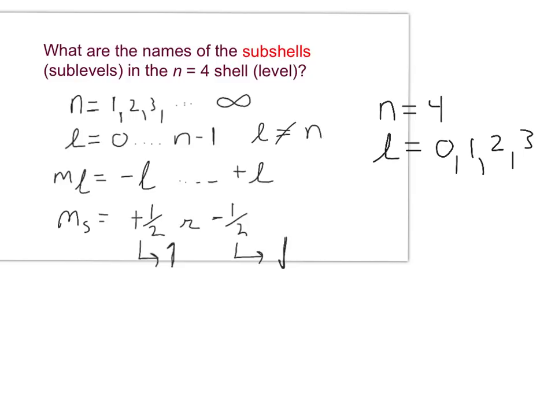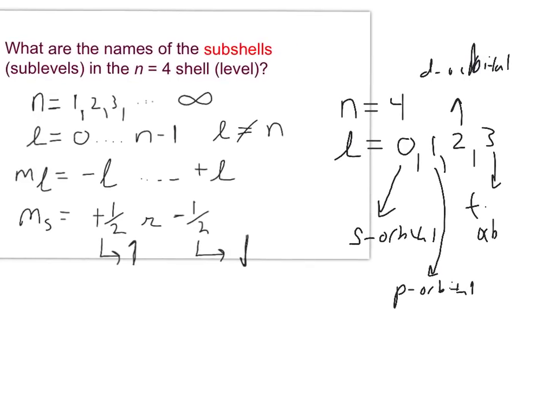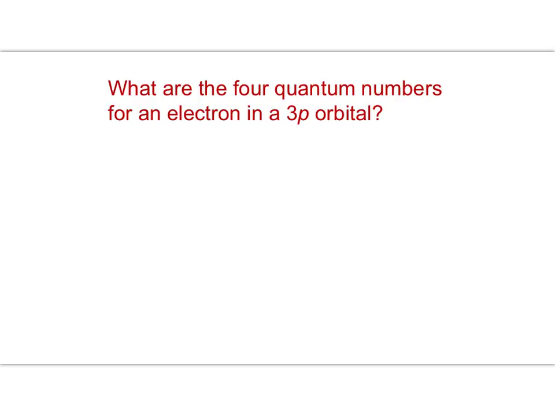So those subshells: 0 means that those electrons can be in an s orbital. 1 is a p orbital. 2 is a d orbital. 3 is an f orbital. All we can say, if we only know n is equal to 4, is that you can have an electron in any of these subshells. It's all the information that we know. Recall from your lectures what the rules for your quantum numbers are.